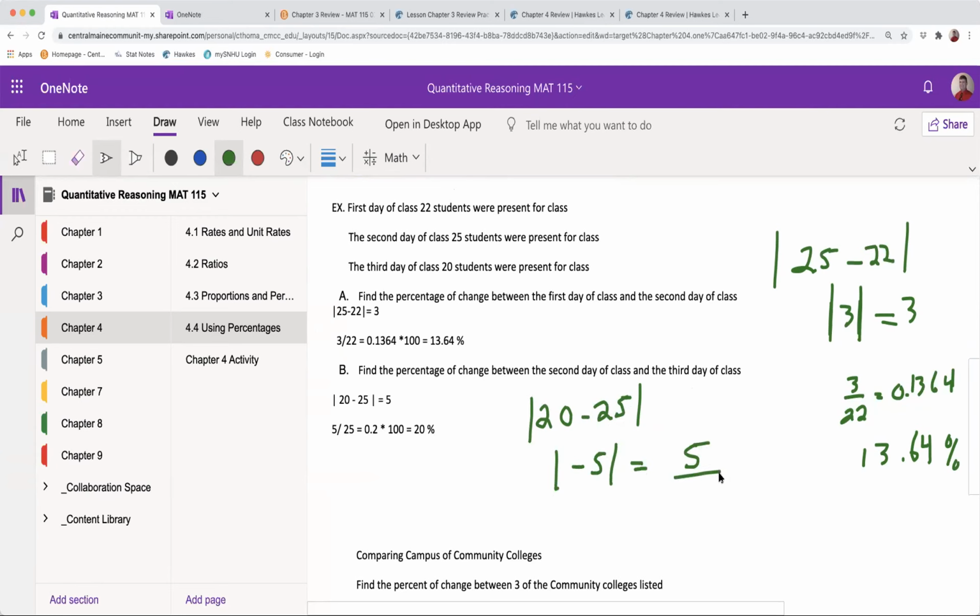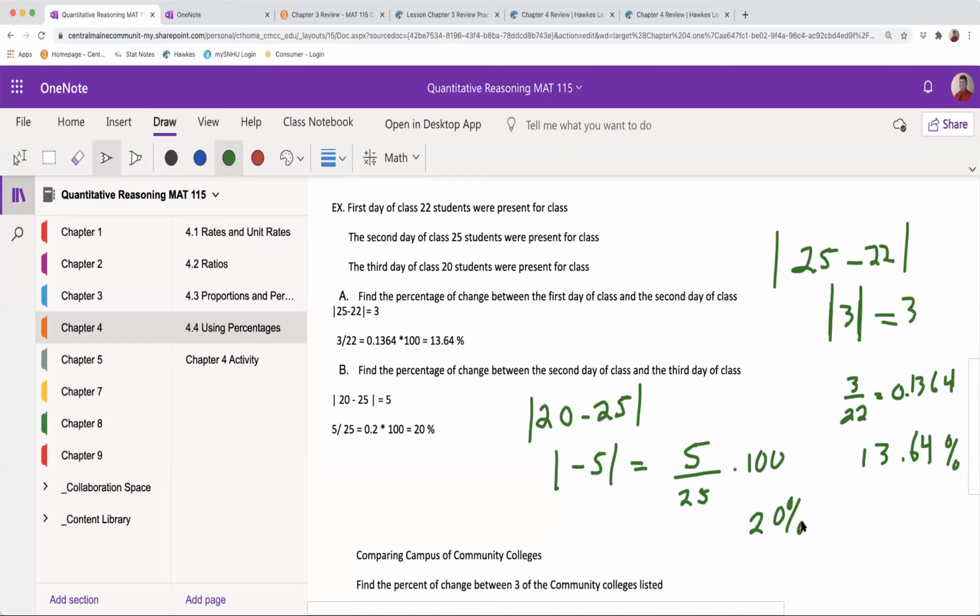And I divide that by the original amount, which is 25 in this case. And then again, I multiply that by 100, and I get 20%. So I had a 20% decrease, because the value was negative before I took the absolute value. So I have a 20% decrease in the amount of students between day 2 and day 3.